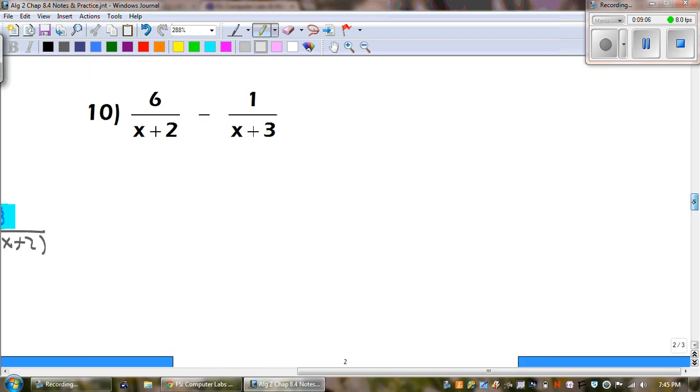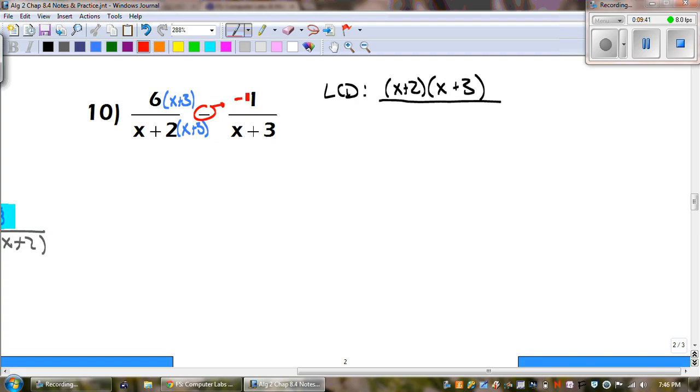All right, 10. So we just talked about in our last example that if we can't factor anything, the LCD is just a combination of the denominators. So I'm going to combine, or multiply, the first one by x plus 3. And now that is a -1, and we're going to multiply that -1 by x plus 2.